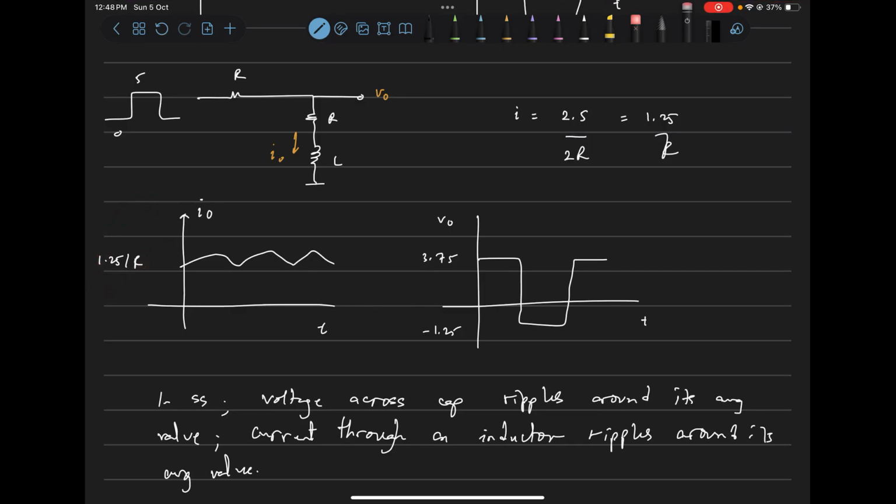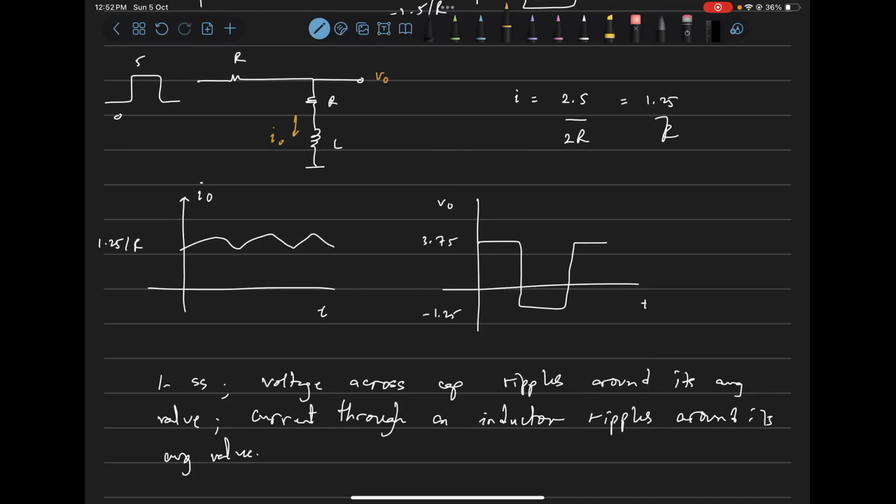Now we wish to calculate VO. So for VO, we know that the same I0 will flow here. So the voltage difference across the resistor will be rippling around 1.25 volts, since it will be this waveform multiplied by R. So it will ripple around 1.25 volt if we plot the voltage difference across the resistor.